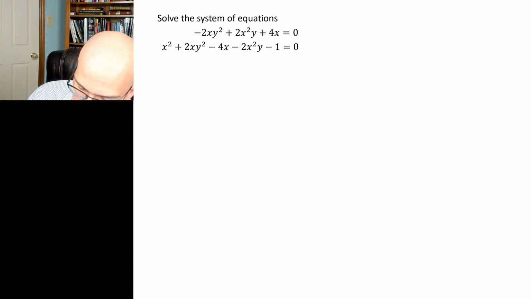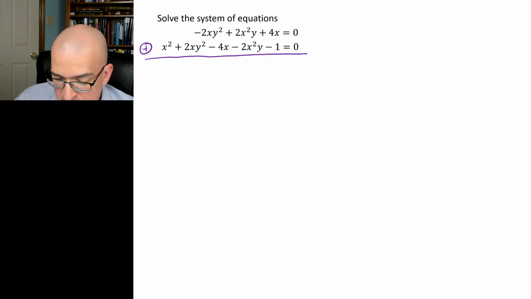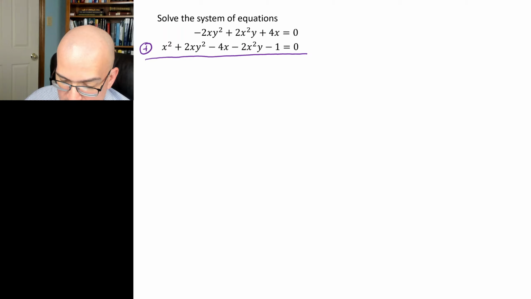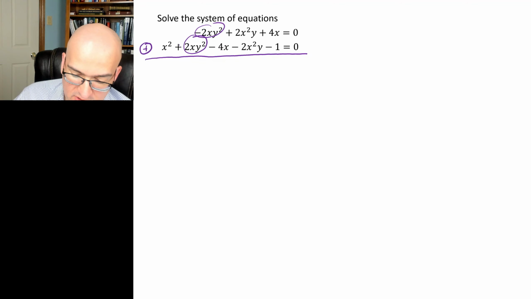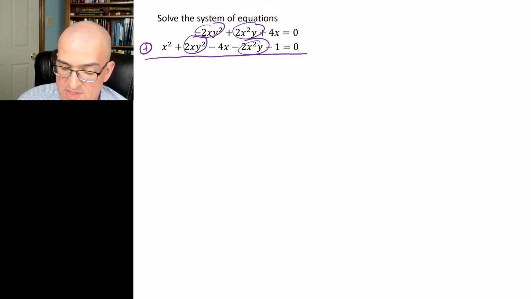But I'm going to add these equations together. Add equation 1 and equation 2. This is like the process of elimination. I'm adding them because if I line up this term and this term, and I line up this term and that term, subtraction will result in those pieces canceling.